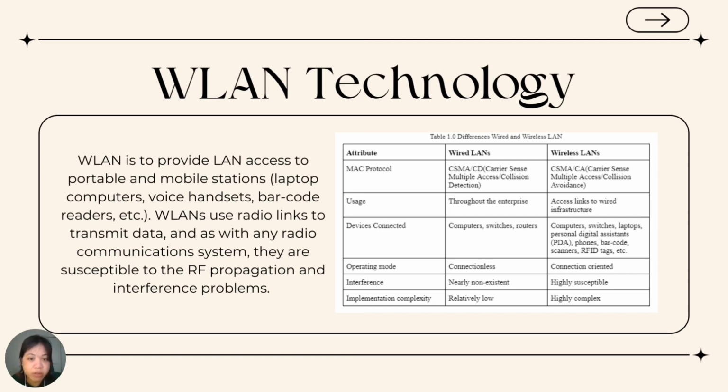The interference for wired LANs is nearly non-existent, while for wireless LANs it is highly susceptible. Implementation complexity for wired LANs is relatively low, while for wireless LANs it is highly complex.